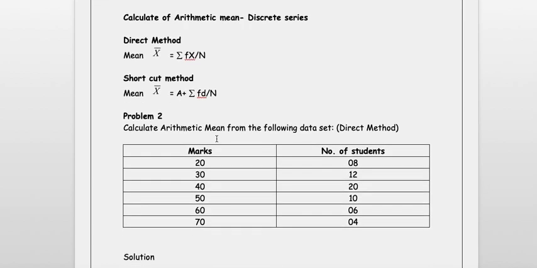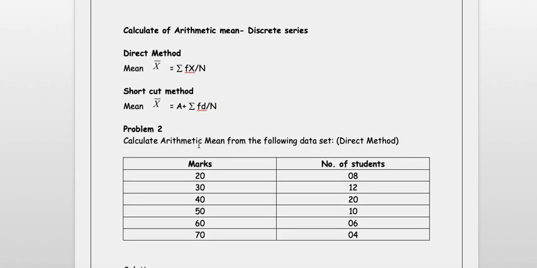Well, there is a problem here. Let us try to see the problem. Calculate arithmetic mean from the following data set, direct method. So marks are given here, and in the other column we have number of students. As we know, for direct method the formula is summation fx by n. Considering marks as x and number of students as f, we will try to calculate arithmetic mean through direct method.